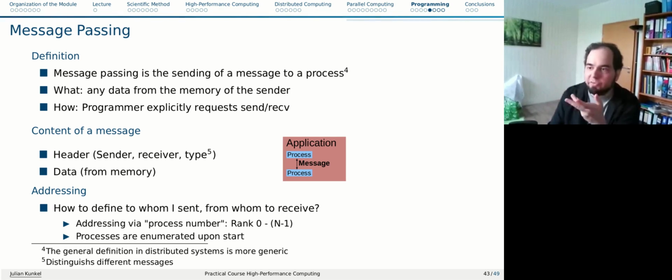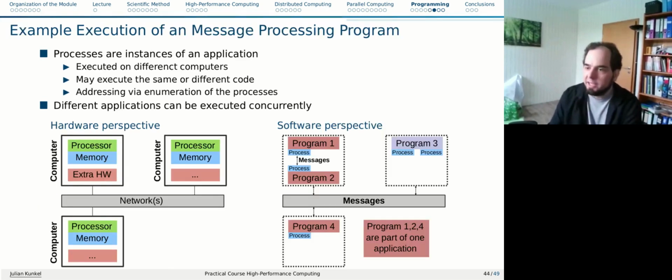And how do you know to whom to send? The advantage of this programming model is that typically you enumerate your processes from 0 to n-1, so 32, for example. And then you say, I'm process 0, I want to send something to process 5. And a message passing program will run on our distributed system, as we saw over here. It may execute the same or actually different code. So we can have different computers that run different programs, or the same program but in different positions inside this code, and they run at the same time.